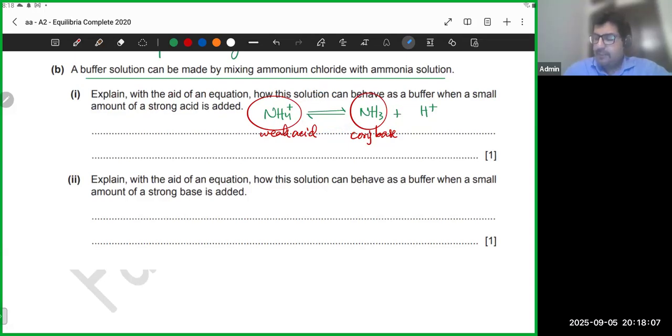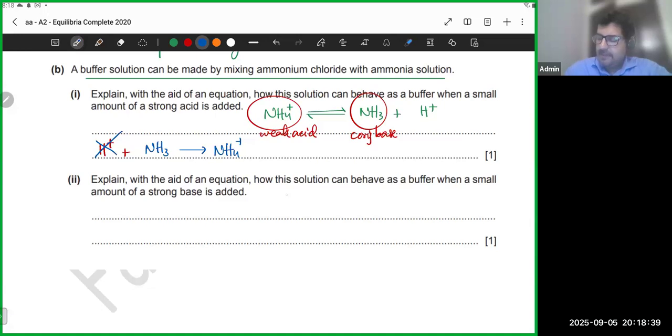Okay, with the aid of an equation, how can this solution behave as a buffer when a small amount of acid is added? If you add an acid, who is going to react with it? It's not going to be the acid, it's the conjugate base that is going to react with it. So the ammonia is going to absorb it and form ammonium ion. So the H+ is eventually going to get neutralized, right?